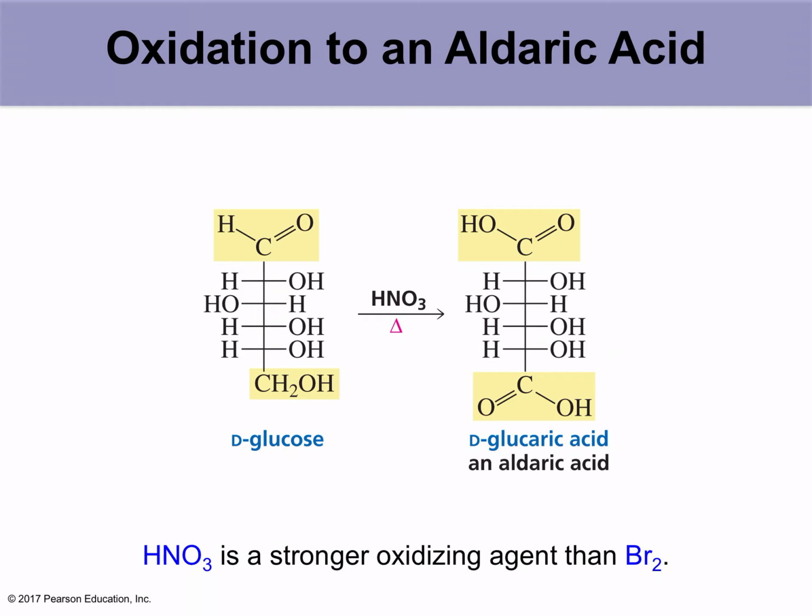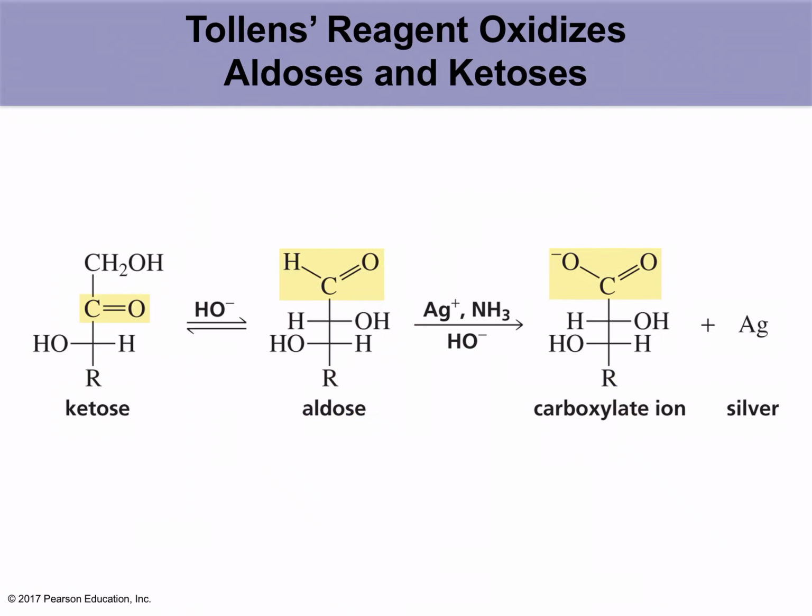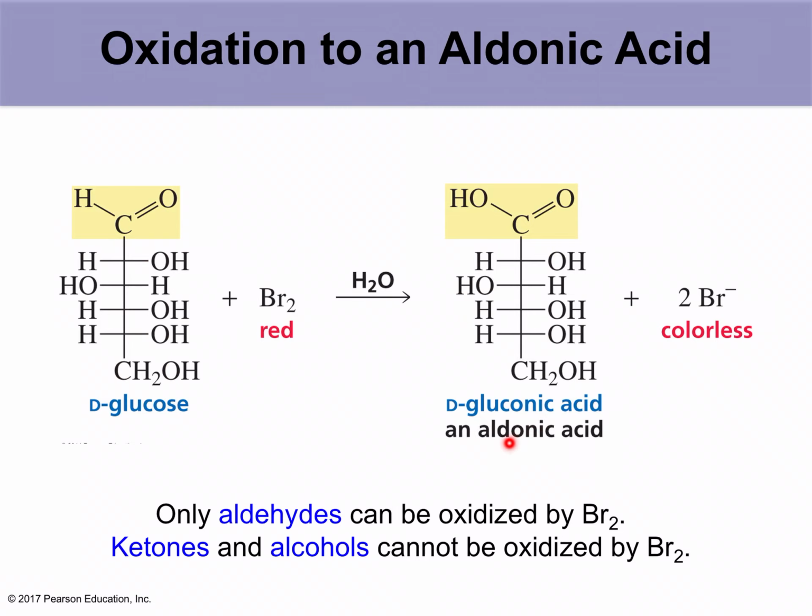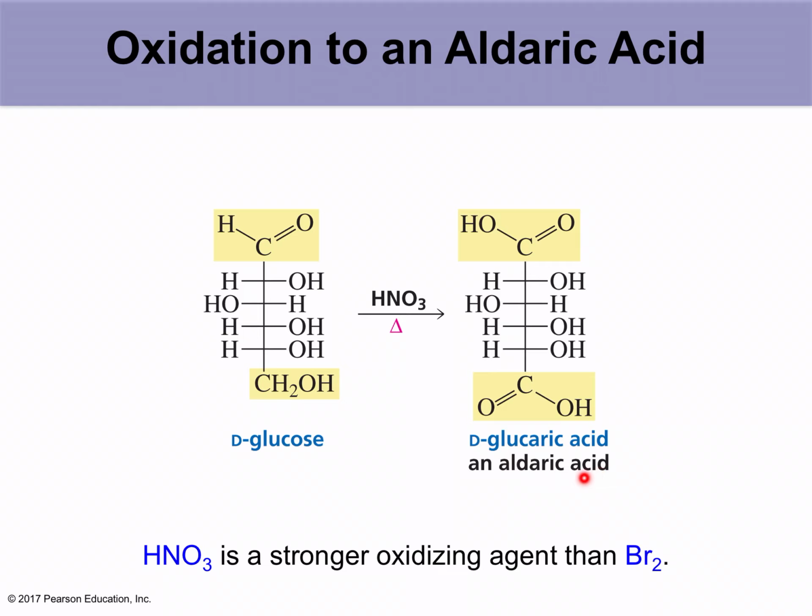If you use an even more powerful oxidizing agent like nitric acid, not only the carbonyl group but the primary alcohol at the very end can also be oxidized all the way to a carboxylic acid. So this is D-glucose. When you add nitric acid, both the aldehyde carbon as well as the primary alcohol at the very end will be oxidized to carboxylic acid. We call this D-glucaric acid. Their common name is aldaric acid. If it is one end, that is gluconic, or aldonic. So this is glucaric, or aldaric acid. Nitric acid is a stronger oxidizing agent than bromine. Bromine cannot oxidize these alcohols, but only nitric acid can.